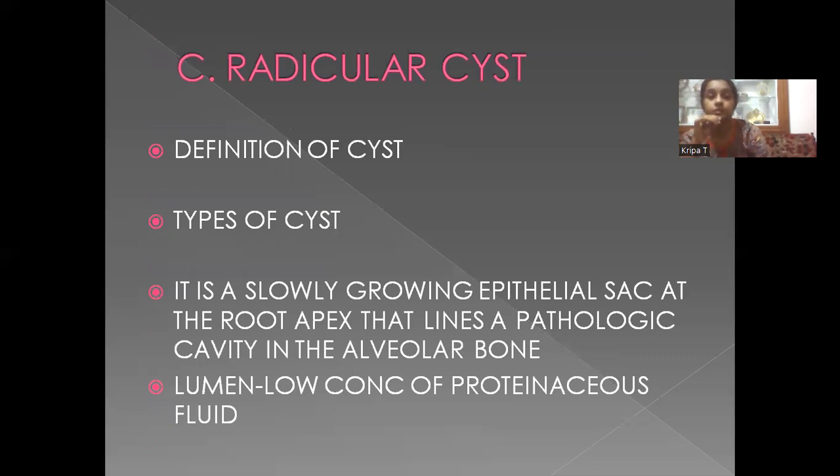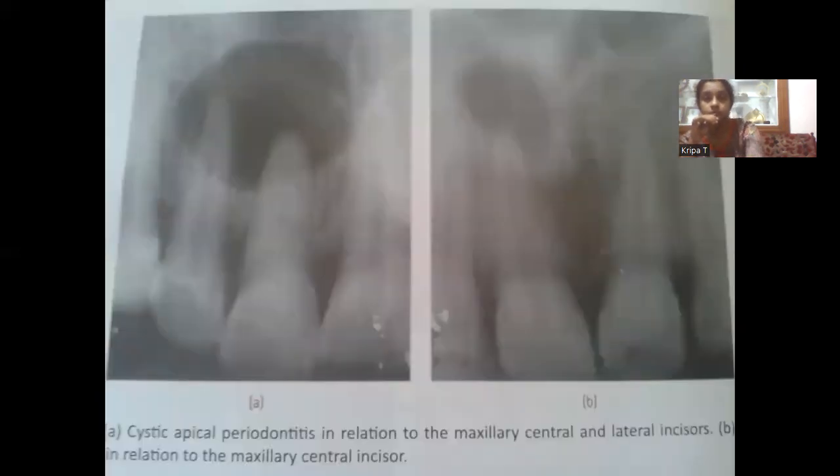Radicular cyst. A cyst is defined as an epithelial-lined cavity. So you have different types of cyst. A radicular cyst itself can be a true cyst or a pocket cyst. It's a slow-growing epithelial sac at the apex of the root, lining the pathological cavity in the alveolar bone. And what is filled inside? It's a proteinaceous fluid. This is a periapical cyst.